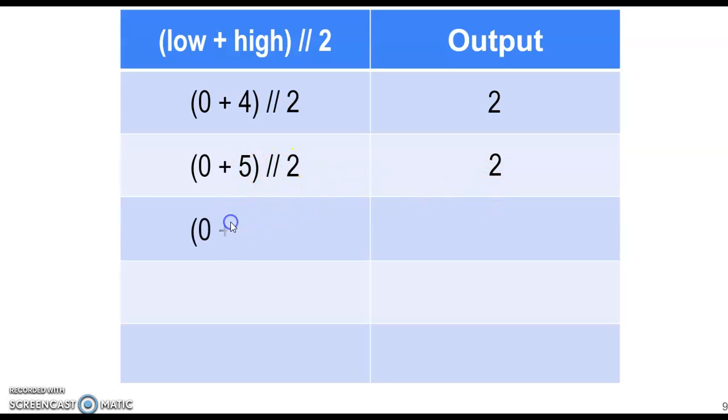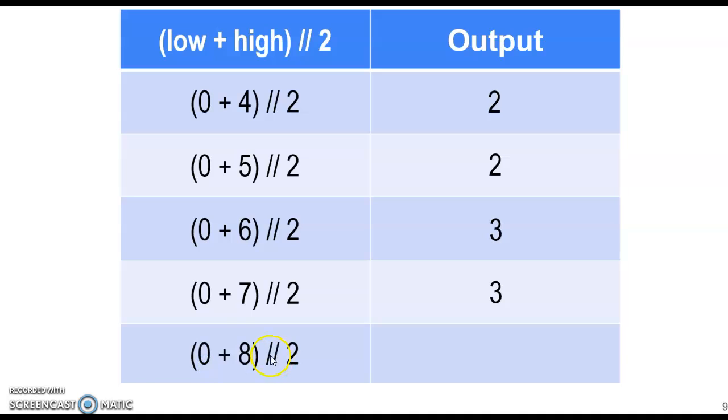Another example here, this is just normal, 0 plus 6 is 6. 6 divided by 2 normally would give you 3, and that is the same in floor division because you're already a whole number answer. 0 plus 7 divided by 2 normally would be 3.5, but 7 floor division 2 gives you 3, as you will see here now in the answer. Then you've got 0 plus 8 is 8. Floor division 2 is just normally 4.